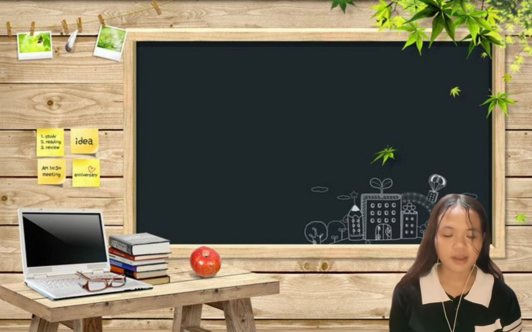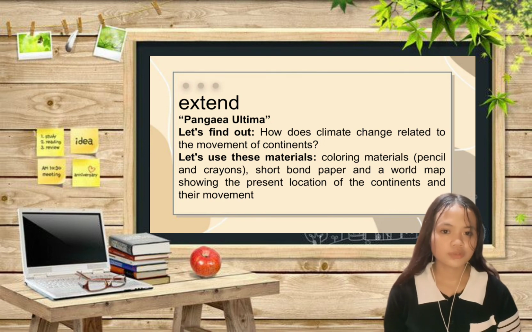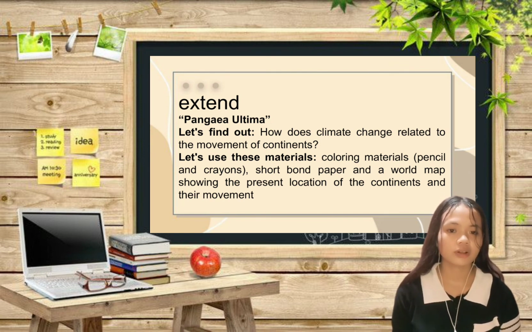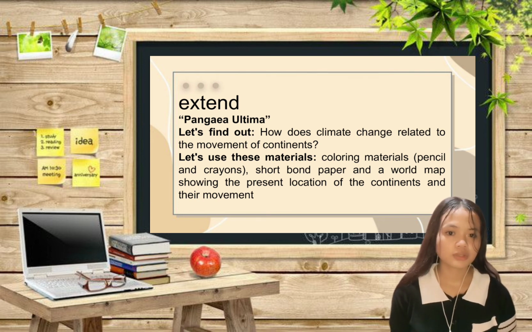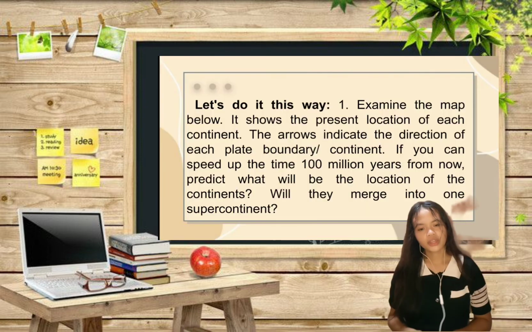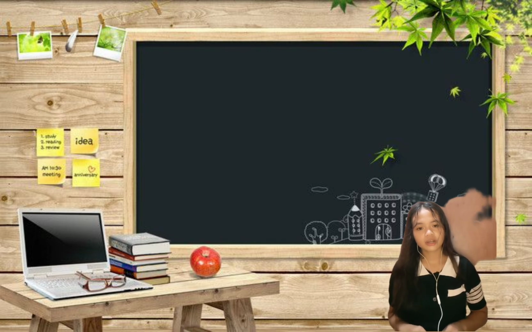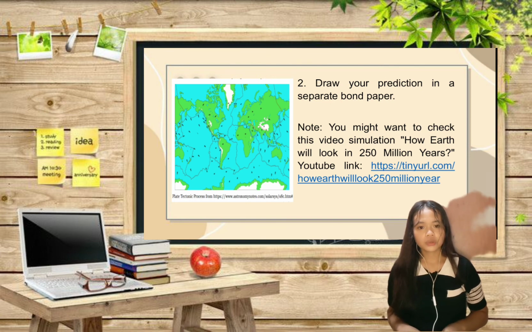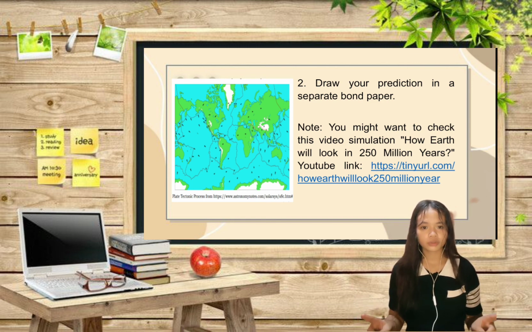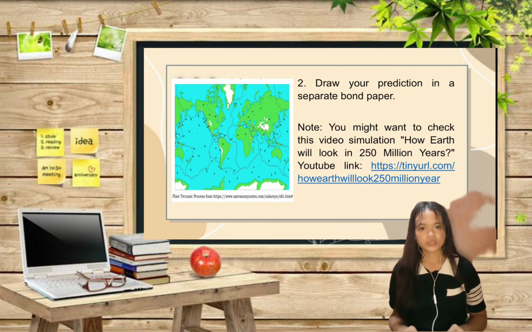So now the time is up. So for your assignment, I want you to finish this activity entitled Pangaea Ultima. I want you to find out how does the climate change relates to the movement of the continent. Using the map below that indicates the current location of the continents, if you can speed up 100 million years from now and predict the location of that continents, will they continue to merge into one supercontinent or will they continue to move farther away from each other? Using your coloring materials in a bond paper, I want you to draw your prediction.